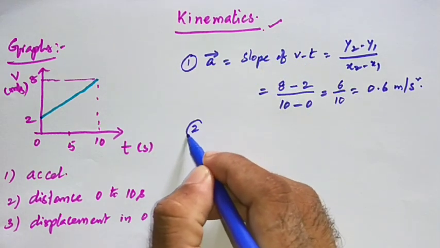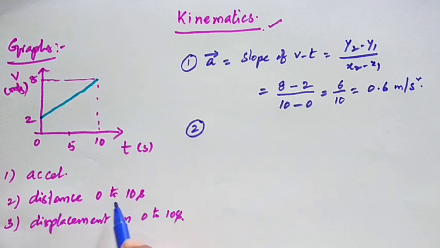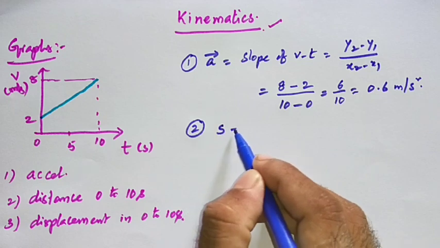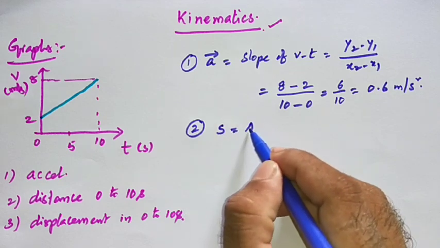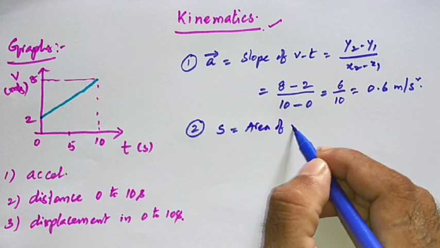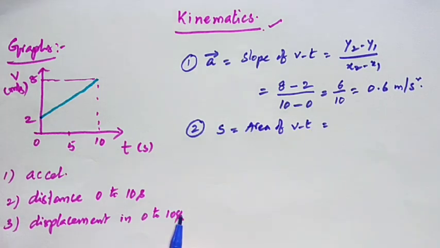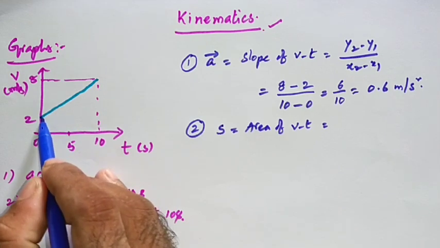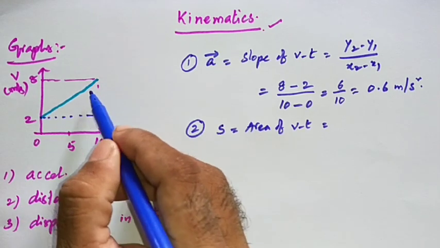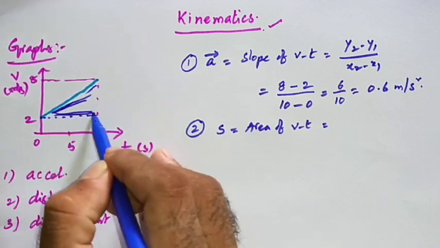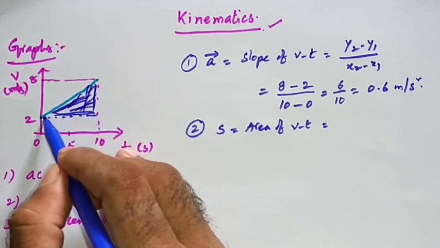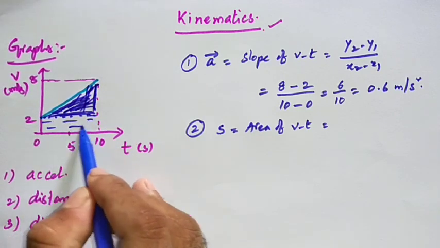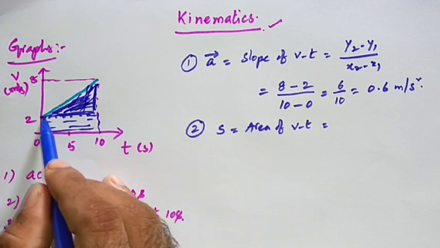Now let us calculate the second thing. What is that? Distance in 0 to 10 seconds. Okay, distance. How would I get a distance? Very good. Area of VT graph gives distance. Now here so many questions will arise. Should I calculate area up to this part? This is the area because graph is starting here. Or should I calculate this also? Should I calculate total or up to this?